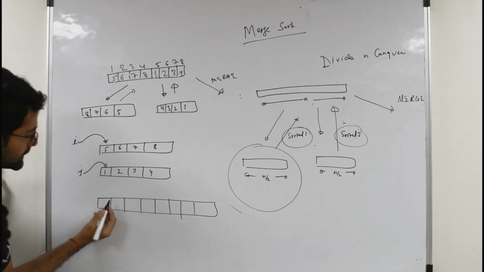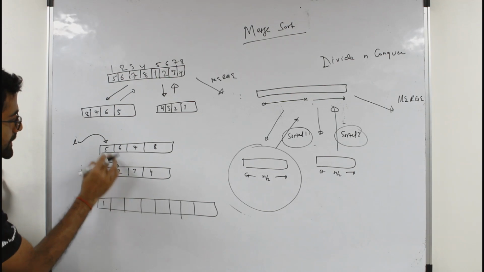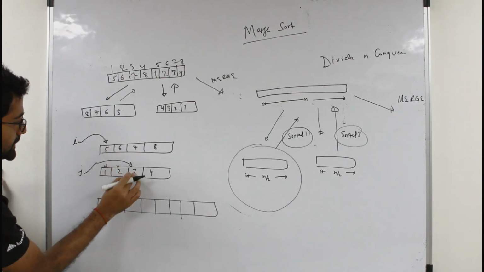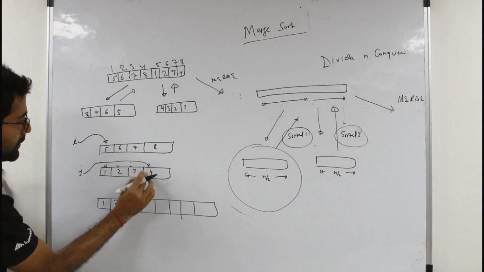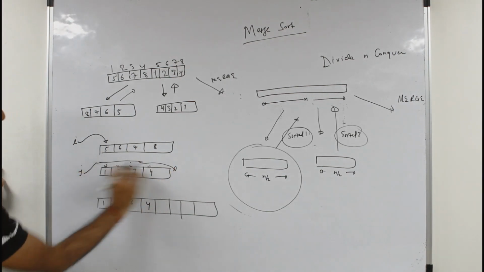Since this is the smaller, 1 comes here and I move this pointer. 2 is smaller than this, 2 comes here, I move this pointer. 3 is smaller than this, 3 comes here, I move this pointer. 4 is smaller than this, 4 comes here, I move this pointer. Now this array is over.